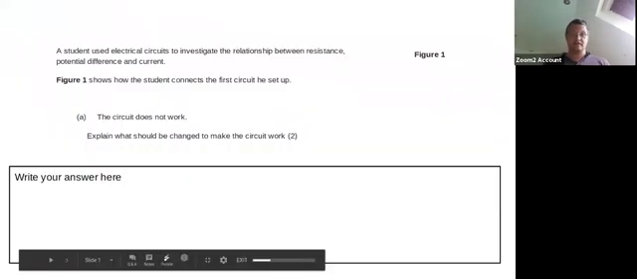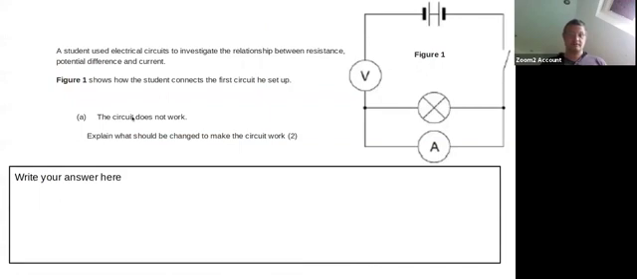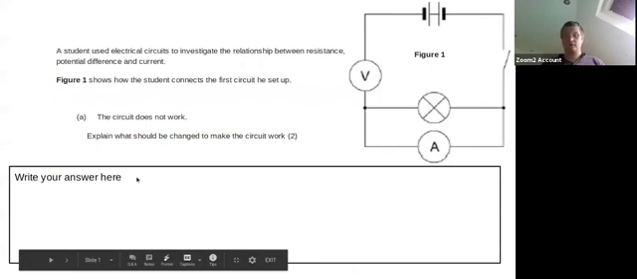Here is an example. A student used electrical circuits to investigate the relationship between resistance, potential difference, and current. Figure 1 shows how the student connects the circuit he first set up. The circuit does not work. Explain what should be changed to make the circuit work. 2 marks. So here is a circuit, and there are 2 things at least wrong with it. How do I know there are 2 things wrong? Because there are 2 marks available. But looking at this, this doesn't look like the diagram that I showed you. You write your answer here to explain what you think is wrong.